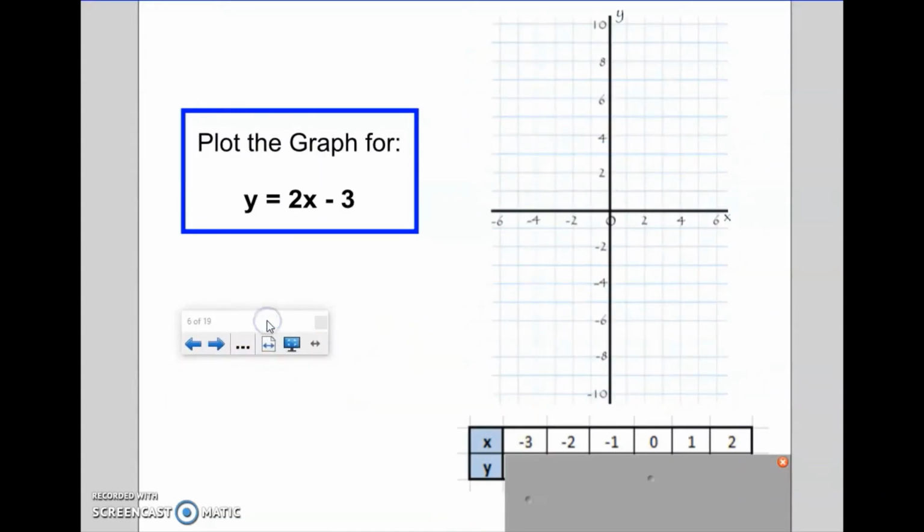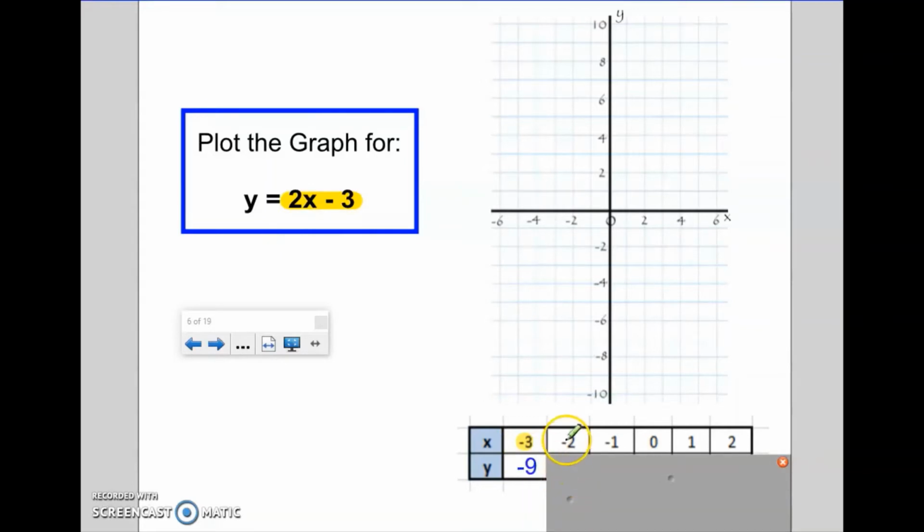Okay, one more example from me. So this time, here's my bit of algebra that I'm interested in. That is going to help me find my y values. I'm going to take the value of -3, substitute it into this bit of algebra. 2 times -3 is -6. Then I'm going to take off another 3, which takes me to -9.